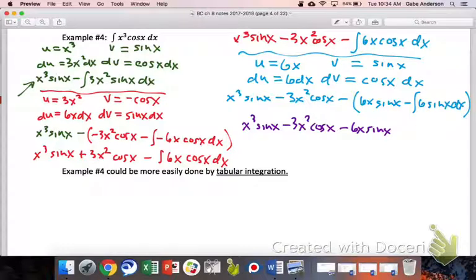So the antiderivative of sine is negative cosine, right? So it's going to be minus a negative cosine. So in the end, I think it's going to be minus, right? So it'd be minus 6 cosine of x plus c.